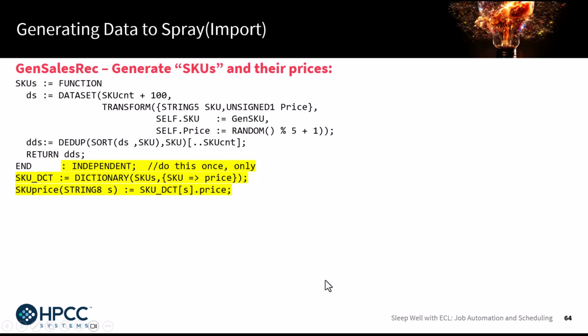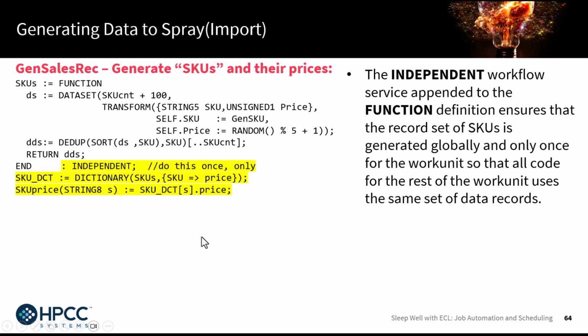Now, interestingly enough, here's the first. Some of you may or may not have ever seen this before, but here's a workflow service called Independent. Independent appended to this function definition ensures that the record set of SKUs is generated globally and only once for the work unit, so that all code for the rest of the work unit uses the same set of data records.